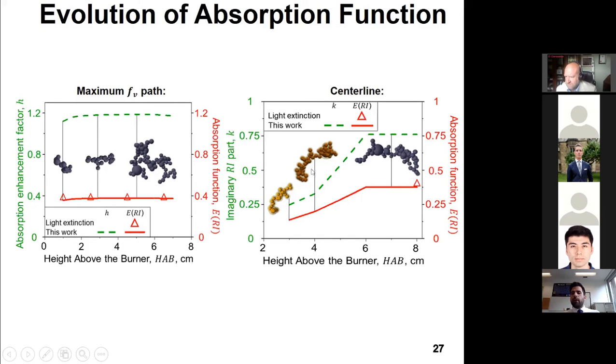Yes, yes. Excellent. And this is, of course, working very well for the maximum volume fraction path. Now, when we are looking at the center line, of course, here we have young soot that contains organic carbon. So here you can see that the absorption function actually evolves as a function of the height above the burner. We only reach the asymptotic absorption function for mature soot of 0.4 for heights above the burner that are larger than 6 centimeters. Is it clear now, Jerome? Yes, yes, yes. Okay.